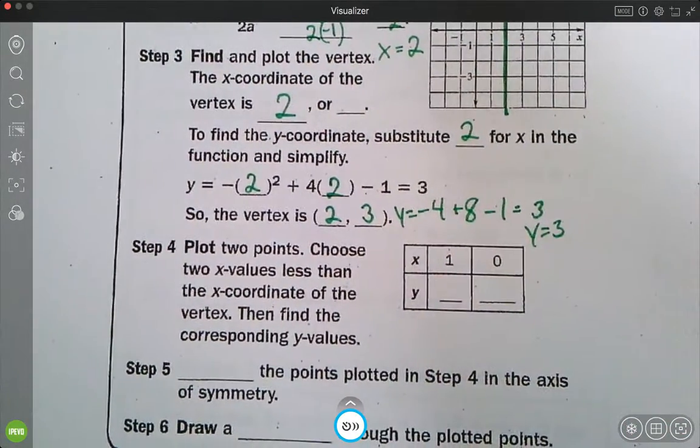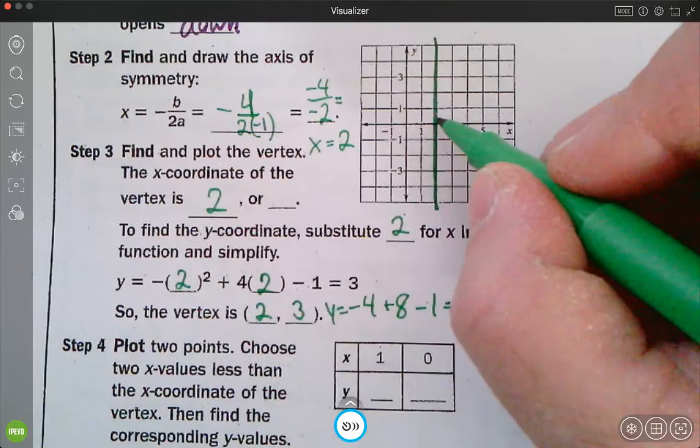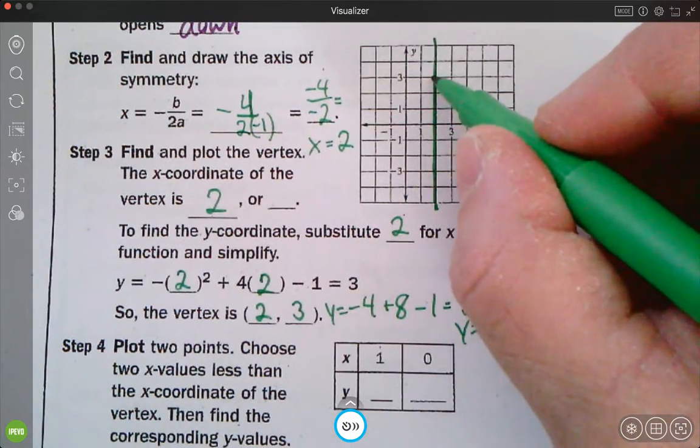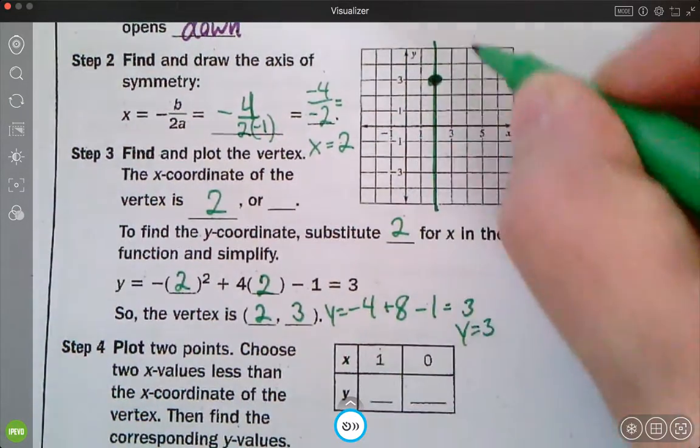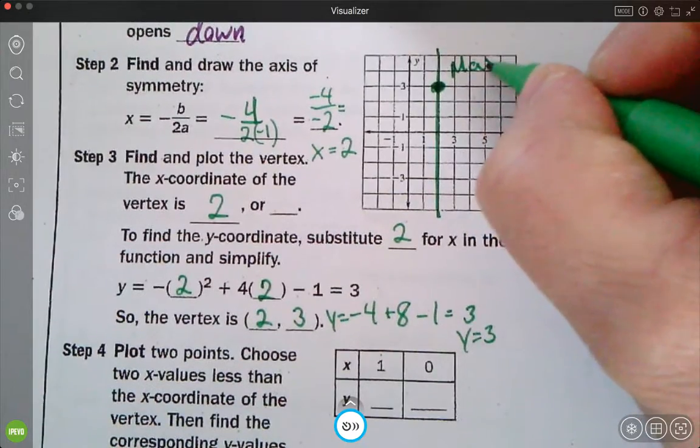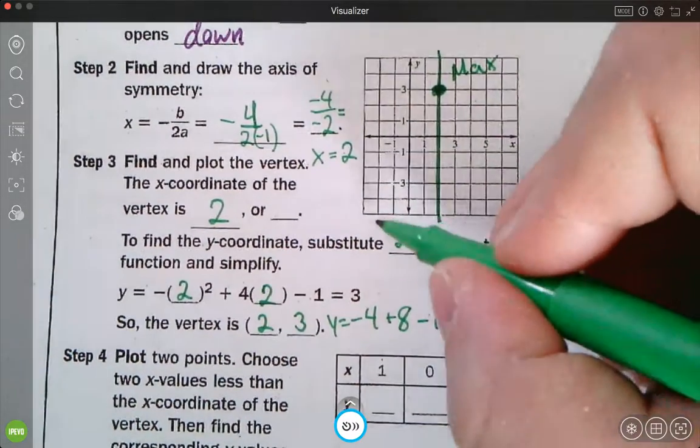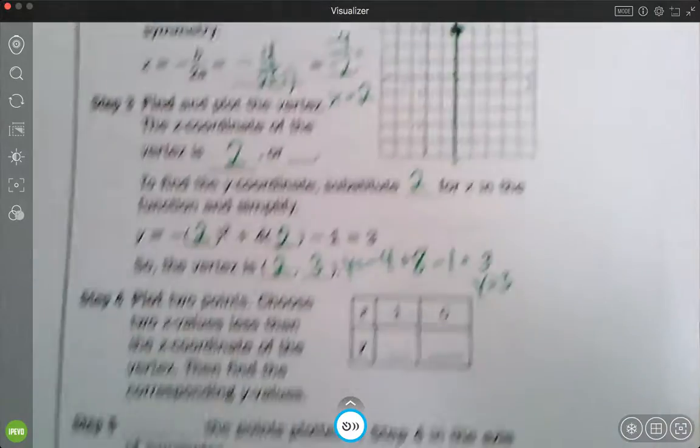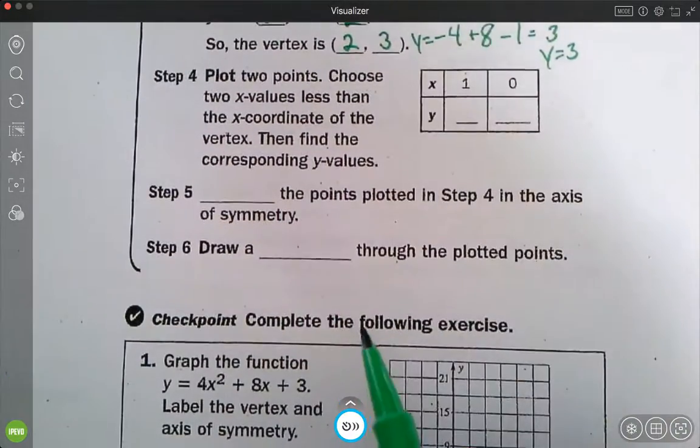So now I'll go to 2, comma 1, 2, 3. And there's my maximum. I'm going to talk about this later in the lesson. That's a maximum because I know already it's going to be facing down, so it's a maximum vertex. So I plotted the points.